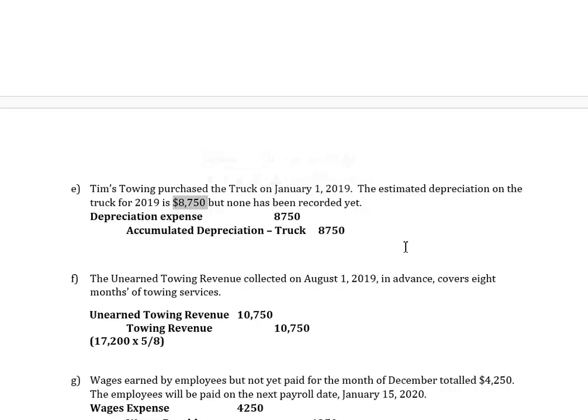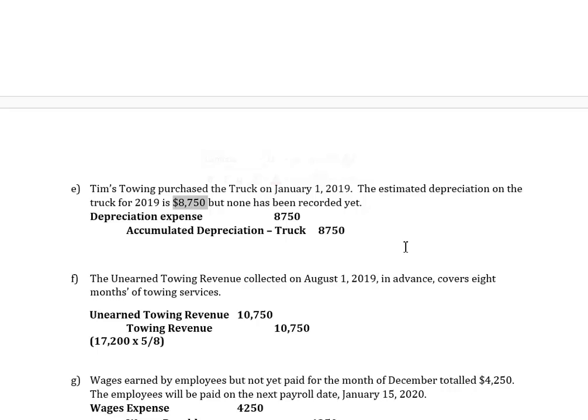The other reason we have to reflect depreciation expense is because that truck that we bought, we used it in order to provide services to our customers, and that helped us to generate revenue. So we have to allocate the cost of that truck over the period 2019, because that's the period that benefited from the use of the truck because we earned revenue using it.